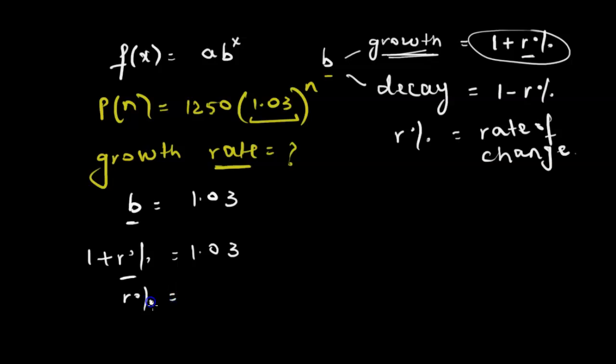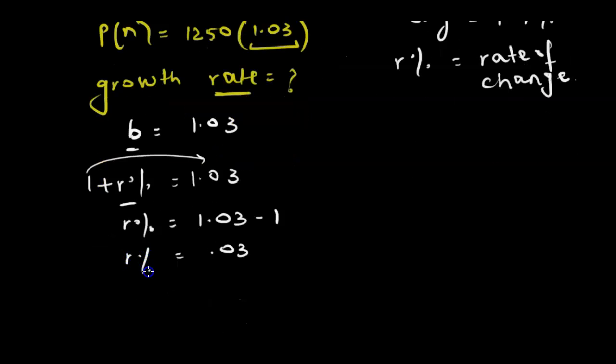Since we are looking for the rate, r% is what we are looking for. We isolate r%, so we move this 1 to the other side and get 1.03 minus 1. This gives us the decimal 0.03. Because percentage means multiplying the decimal by 100, we multiply by 100 and get the result as 3%. Therefore, the growth rate for this question is 3%.